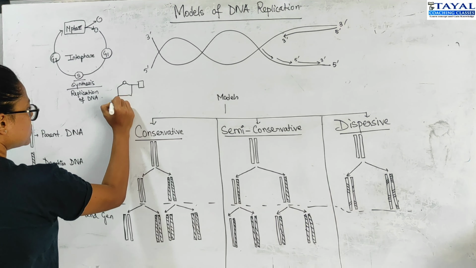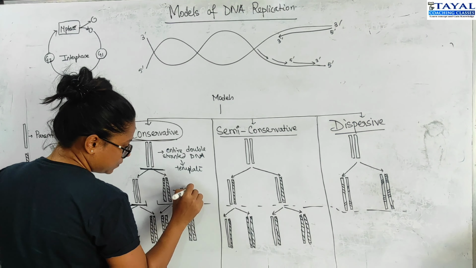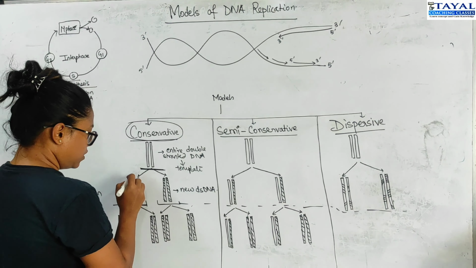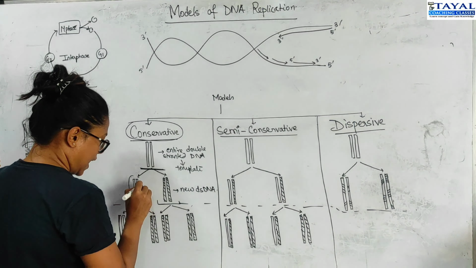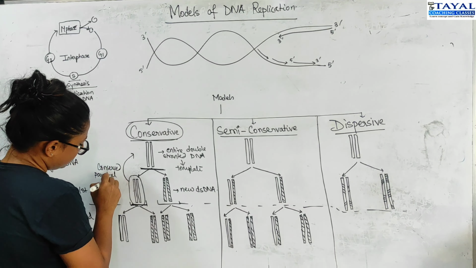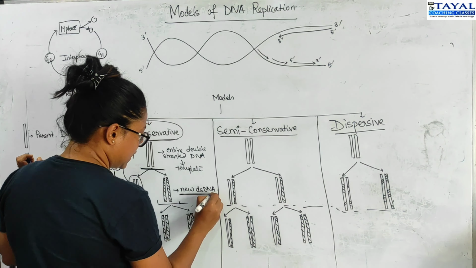So in the conservative model of DNA replication, you have parent DNA, the entire double-stranded DNA, which will serve as the template. It will be the template which will stay as it is, and a new double-stranded DNA is formed. Correct? So in the first generation, you will have the exact parental DNA. It will not be changed in any way, right? So that is the conservation, conserved parental DNA. And then you would have a new dsDNA.